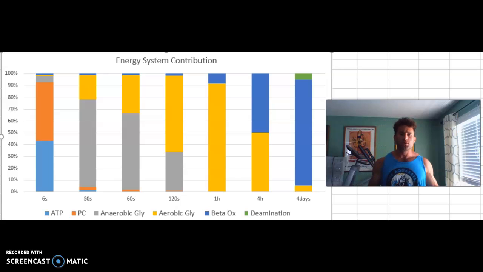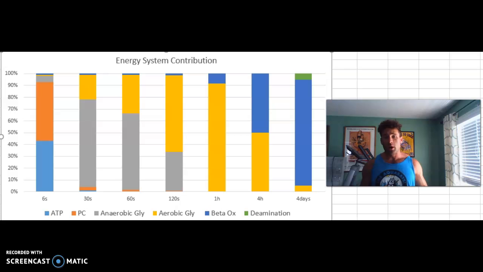Now when we go to 60 seconds, notice how the ATP PCr just kind of disappears. We're getting still most of our energy from anaerobic glycolysis, more from aerobic glycolysis, and still very little from beta oxidation and deamination. When we're talking about 2 minutes, the 120 seconds max effort, now we're getting most of our energy from aerobic glycolysis.